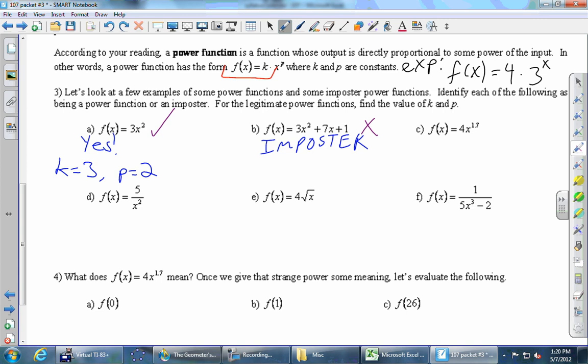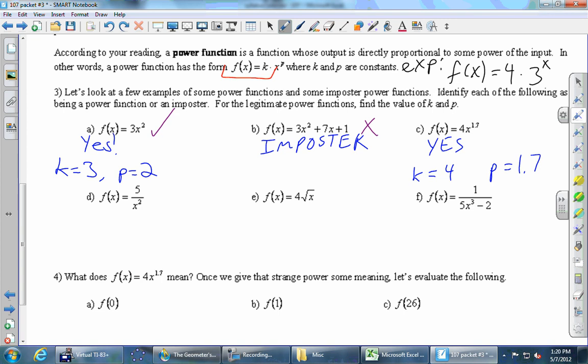How about 4x to the 1.7? Is it a power function? Yes. So we can identify that the k is how much? It's 4, and the p is 1.7. Perfectly good power function. A number times x to a number.